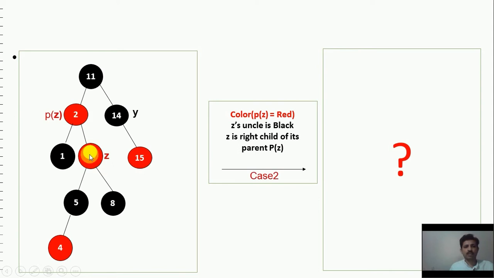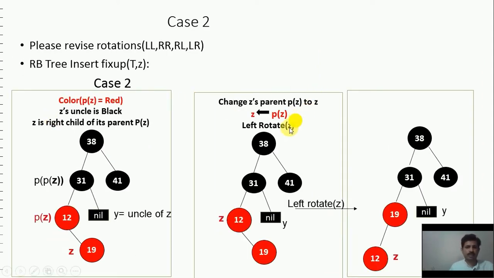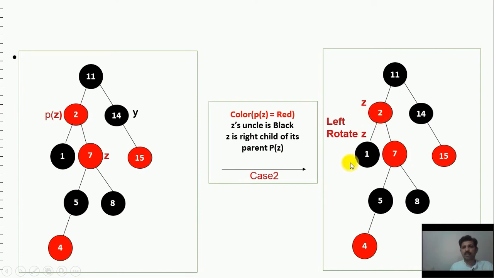In case number 2, we make P of G as G, and we have to make a left rotation. What is case number 2? If G's uncle is black while the color of P of G is red, and G is the right child of its parent, then we make P of G as G, and we make a left rotation on this node G. So in this example, PG will be substituted as G here, and we perform left rotation on this node G.